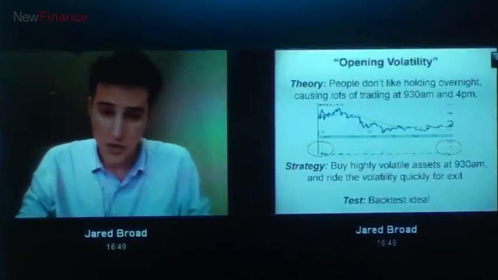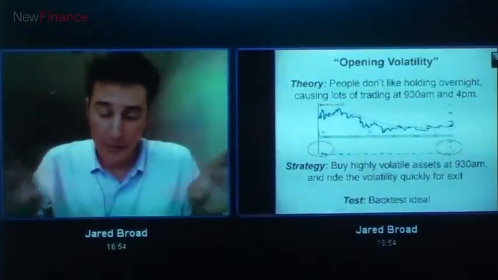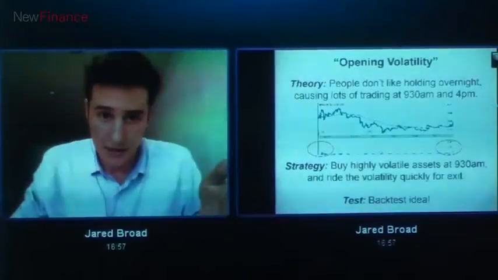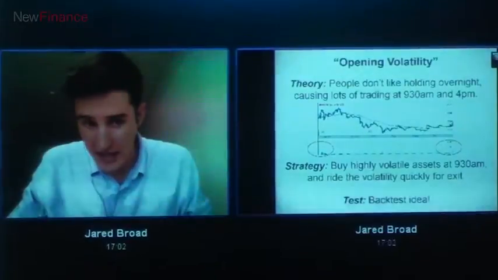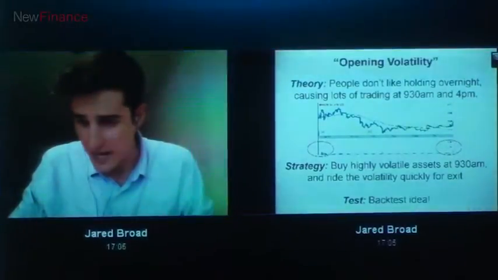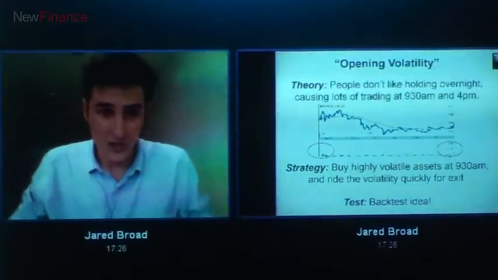So this caused a lot of trading around the 9:30 a.m. and 4 p.m. period. And so if you actually look at the data and you see the volume of the market that happens in those periods, you can see that at 9 a.m. it's always very busy, and just before close it's also very busy. And so if you get a lot of people buying and selling stock, the price becomes very volatile and it starts to move very quickly. And so the strategy was to just buy these highly volatile assets at market open and then use that volatility to our benefit.